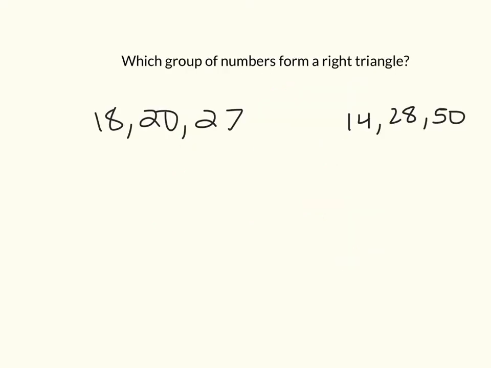Last one before I show you a little trick. So go ahead and see which one of these groups of numbers forms a right triangle. Which one is a Pythagorean triple?